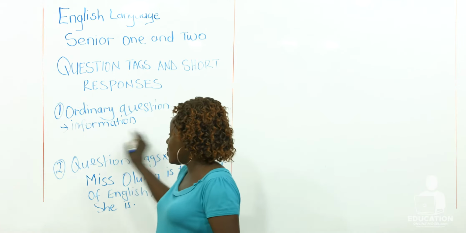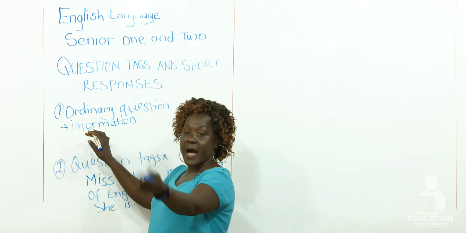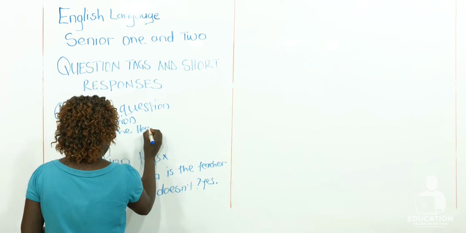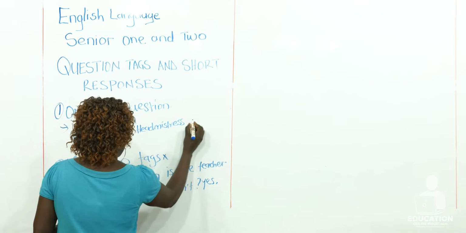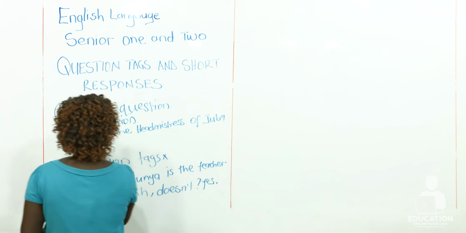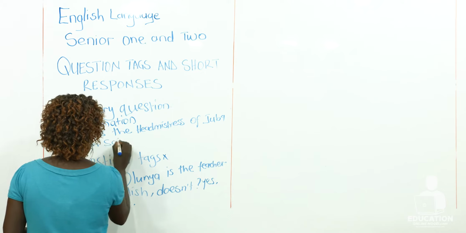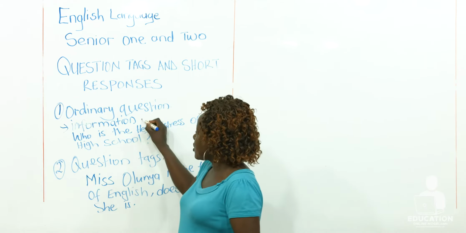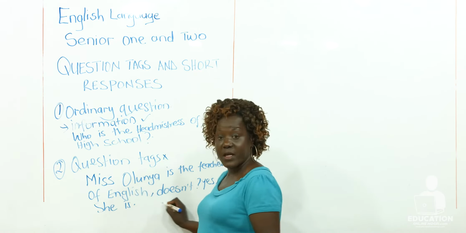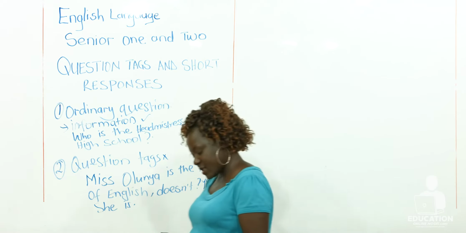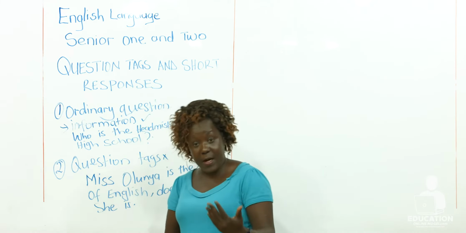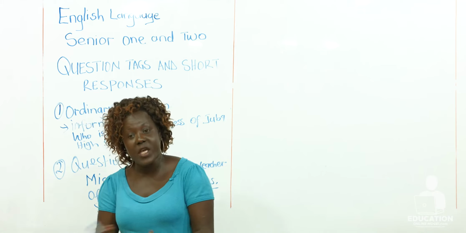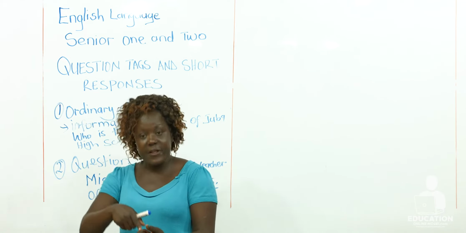Unlike in the first case where you would have said, who is the headmistress of Juba High School? In this case, you don't know completely. You're looking for information. Here you are confirming Miss Olonya to be the teacher of English, and the answer is yes, she is. Just that. So I can now go ahead and believe that you know what a question tag is. Question tag in general is this type of question we ask for confirmation and emphasis.